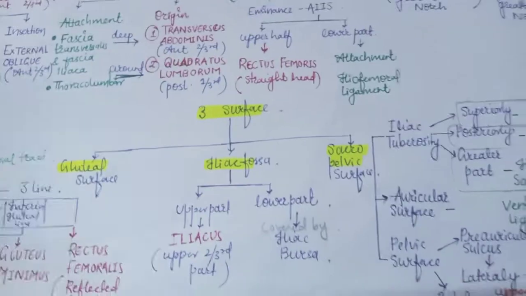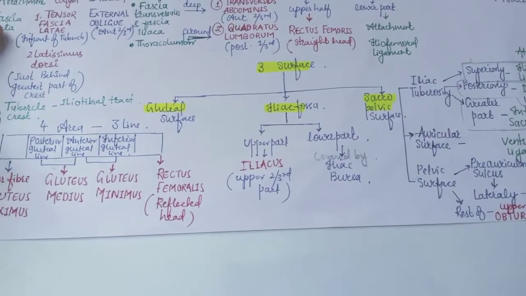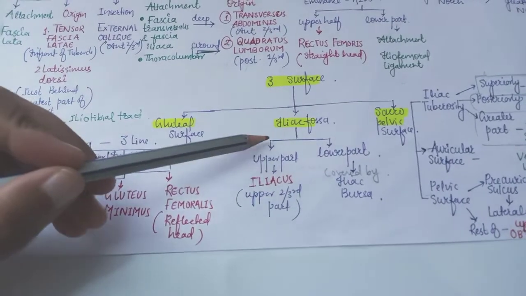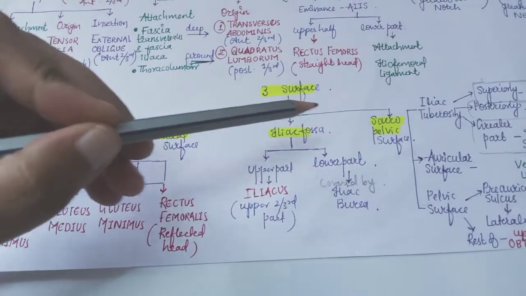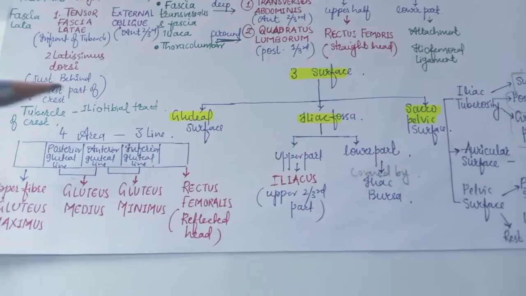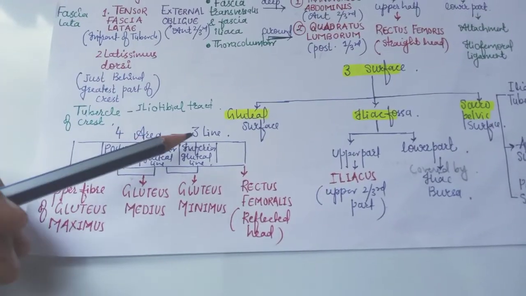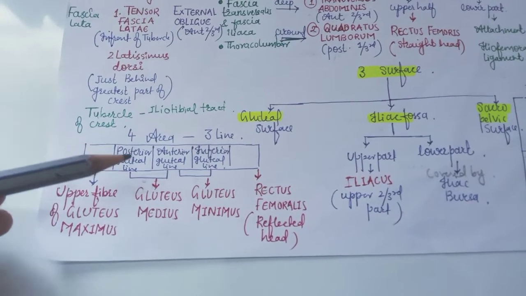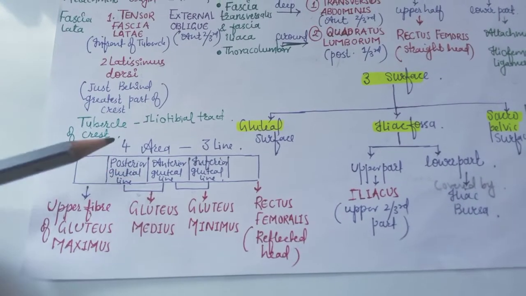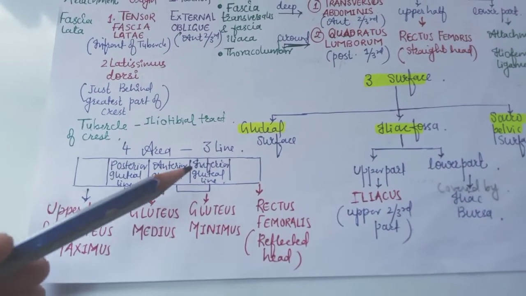Then it has three surfaces: gluteal surface, iliac fossa and the sacropelvic surface. The gluteal surface has four areas divided by three lines: posterior gluteal line, anterior gluteal line and the inferior gluteal line.